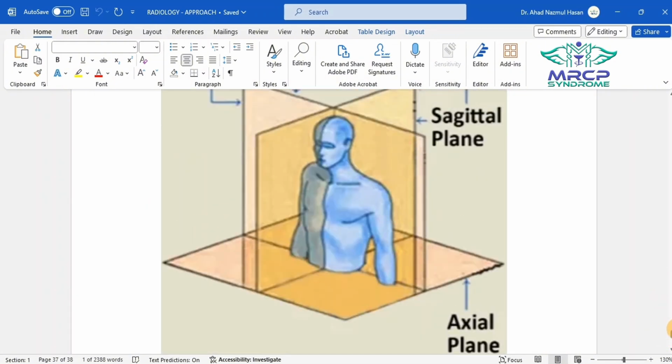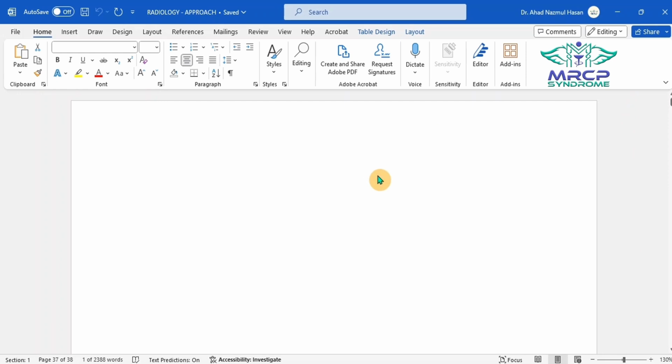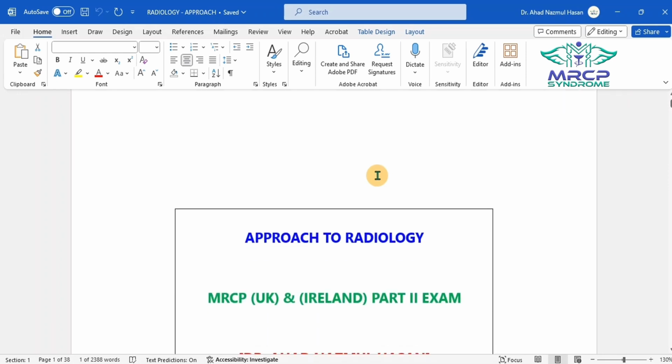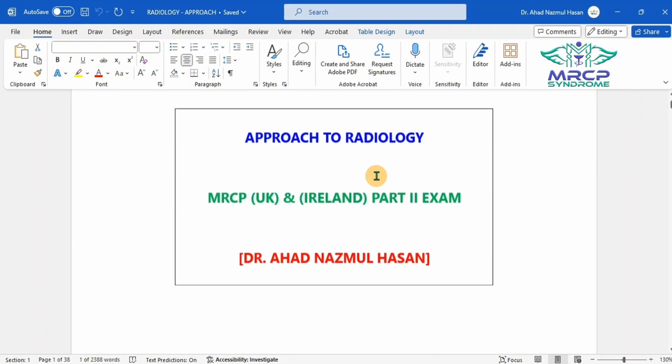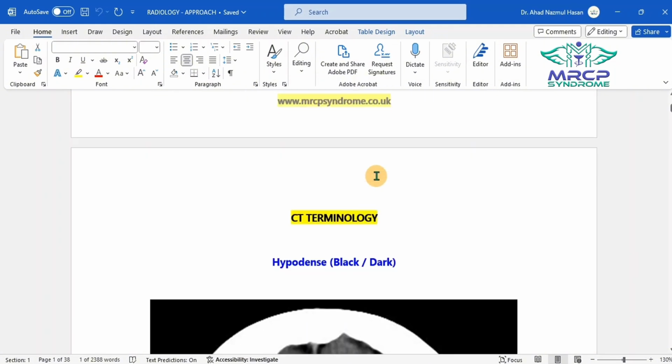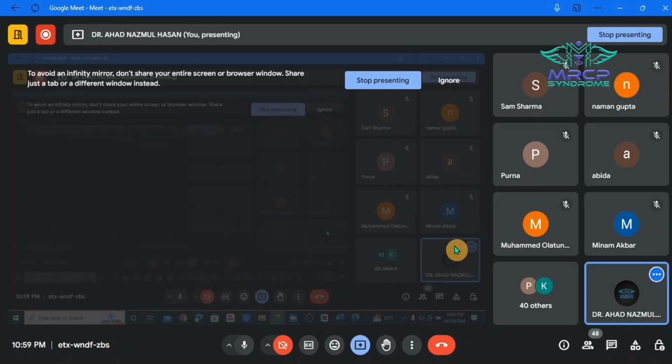So next we'll be starting with the CT scan. Also, can anyone tell me the basic principles of CT scan?